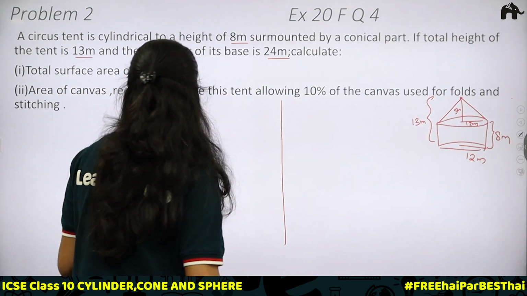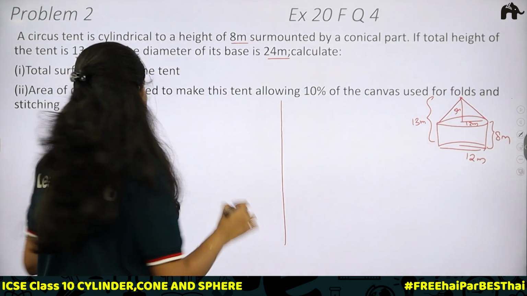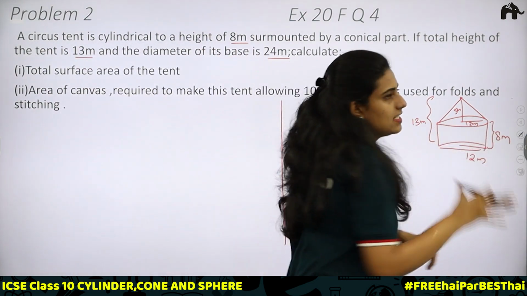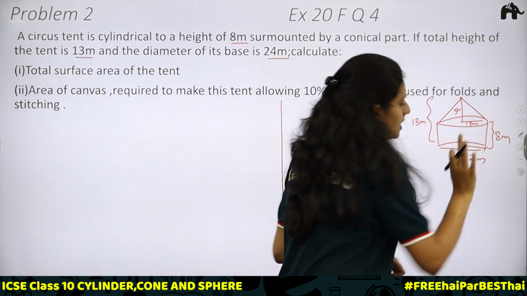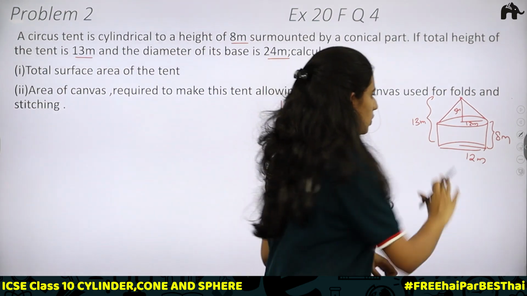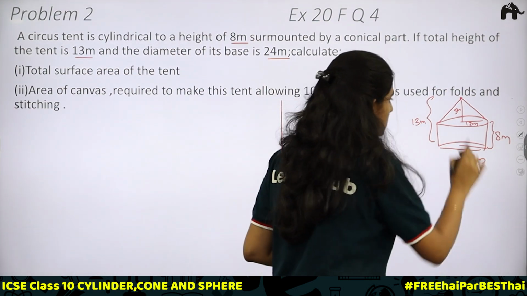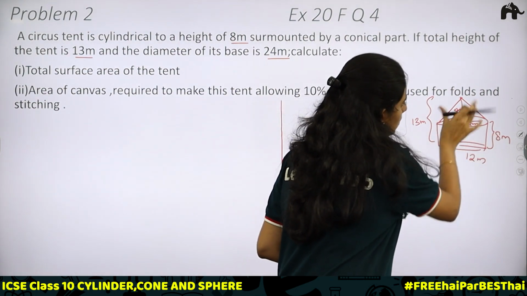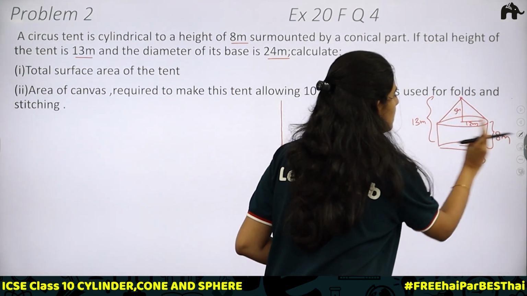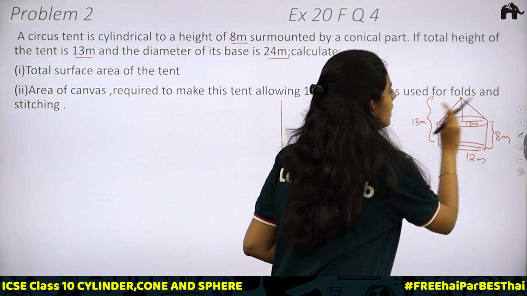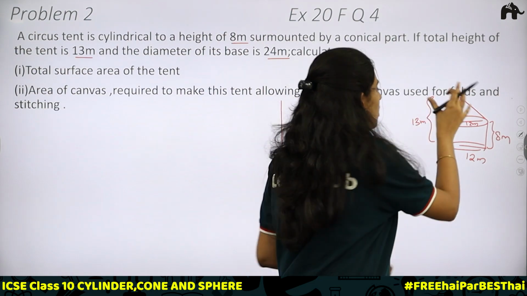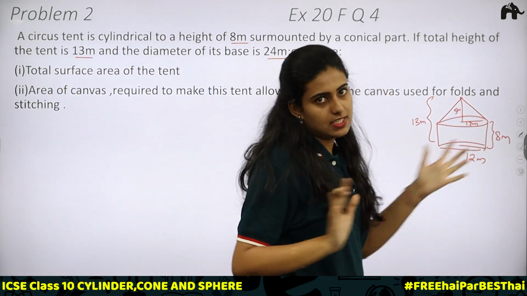First, we'll calculate the total surface area of the tent. How to find the total surface area? Since this is a tent, the base of the cylinder will not be included. It will be open. Also, the top will not be included because from there you have the conical part. So the curved surface area of the cylinder plus the curved surface area of the conical part will give us the total surface area of this tent.